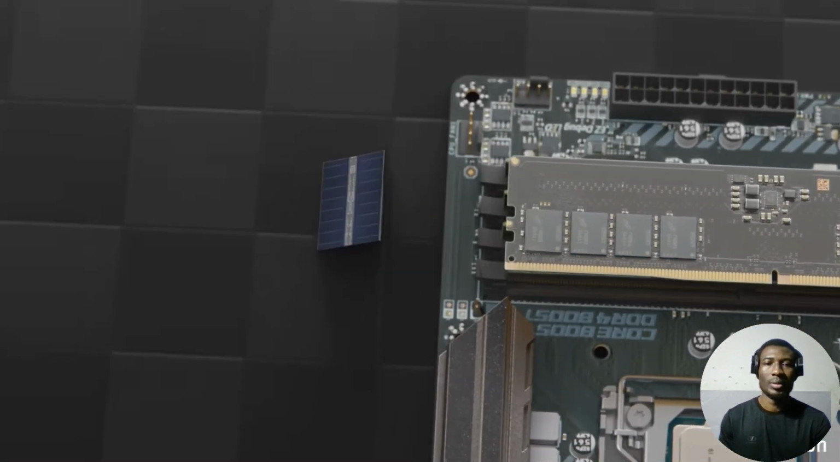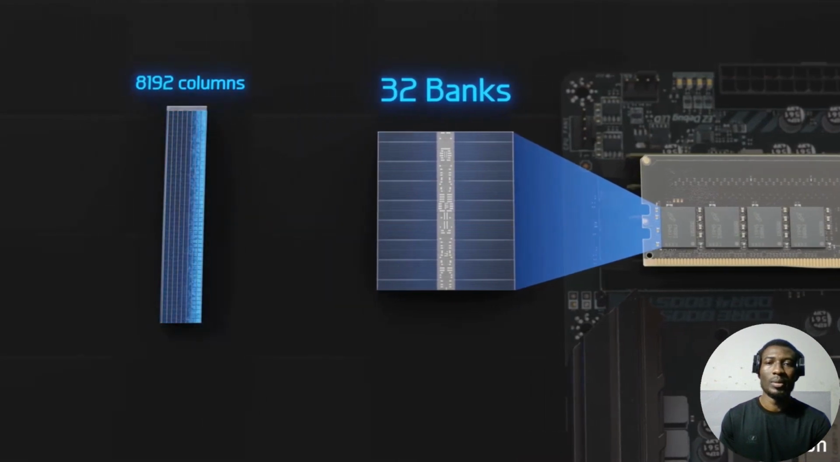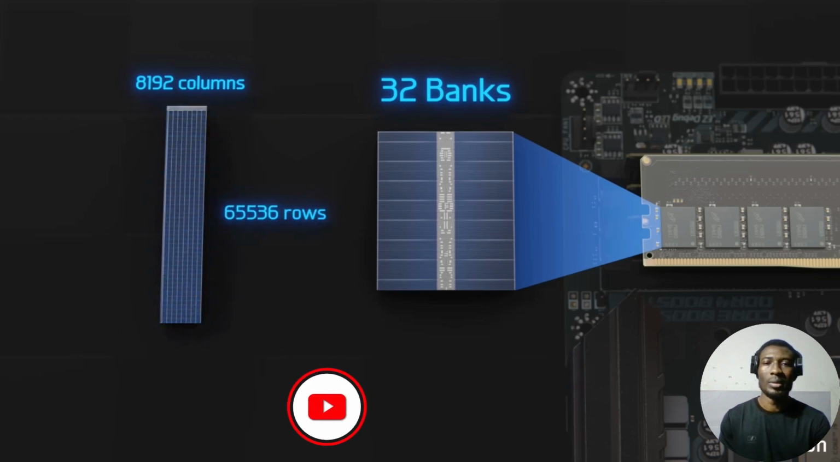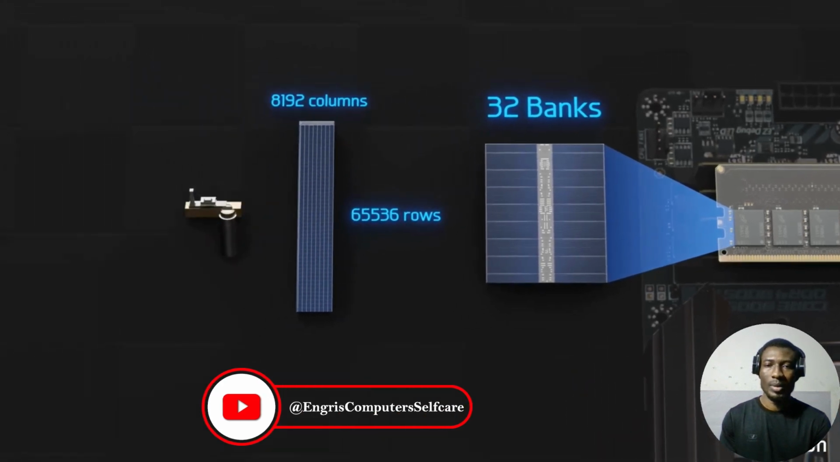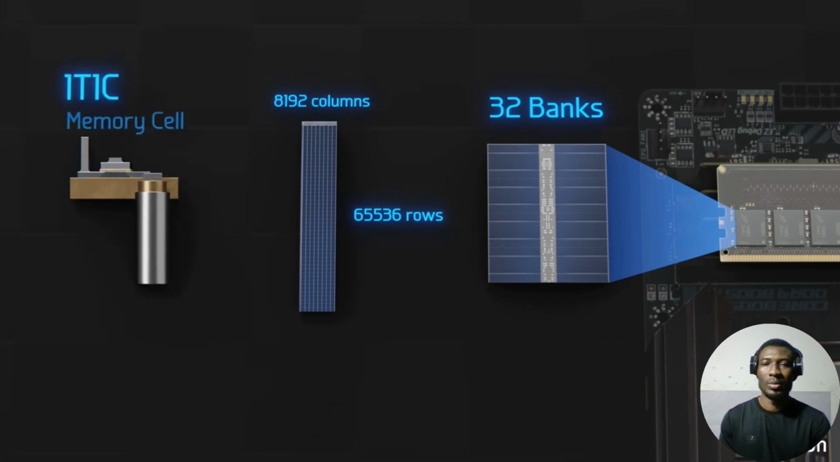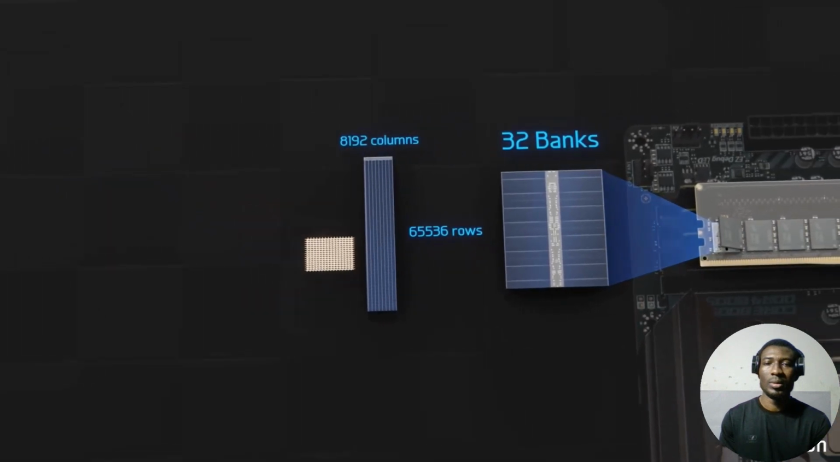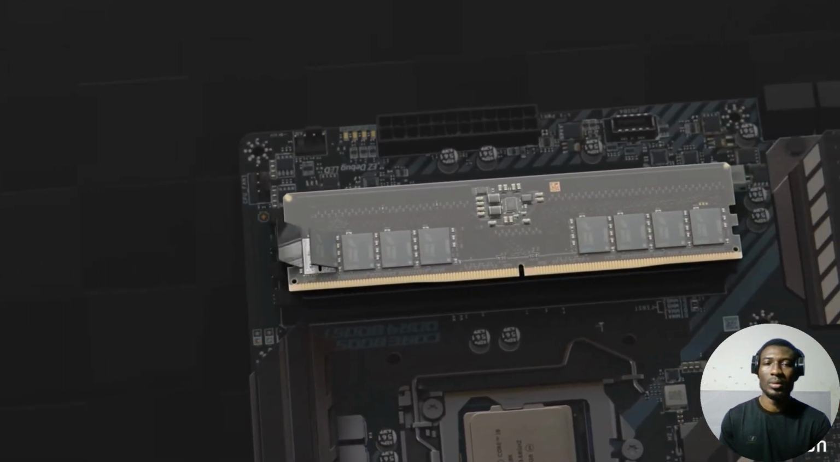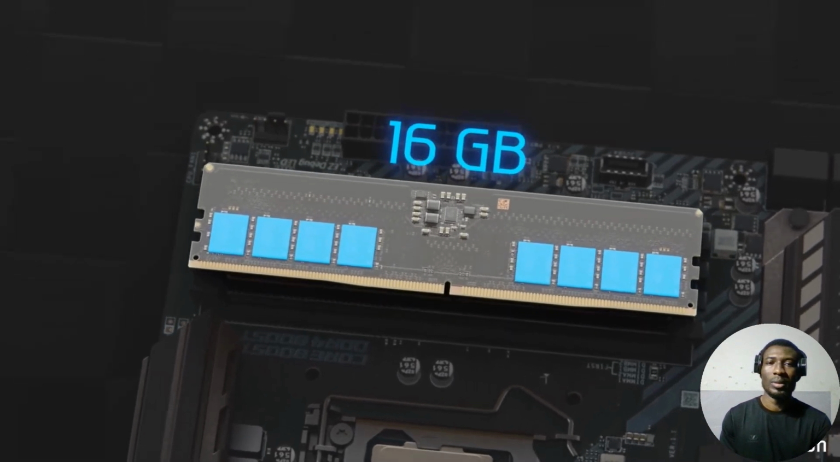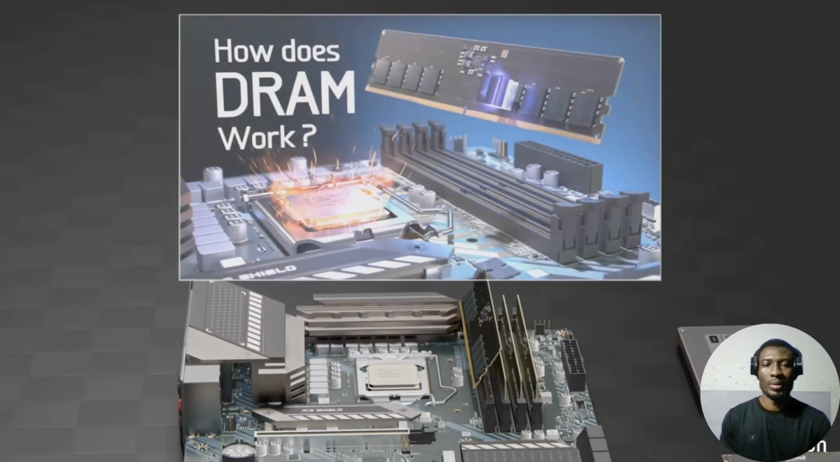Inside each of these 8 DRAM chips is an integrated circuit composed of 32 memory banks, each 8,192 columns wide by 65,536 rows tall. The DRAM temporarily stores data using capacitors and transistors called 1T, 1C memory cells in 2D arrays that look like this. Data can be accessed within nanoseconds. However, among these 8 chips, only 16 gigabytes of data can be temporarily stored. Take a look at our 35-minute video on DRAM.